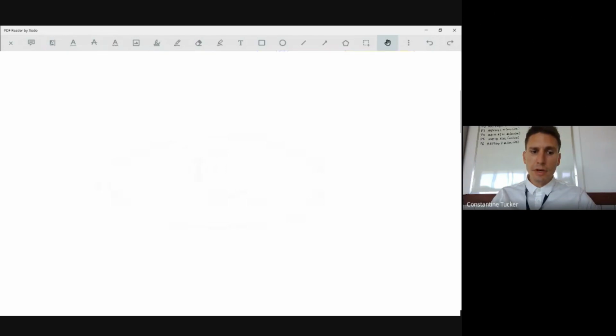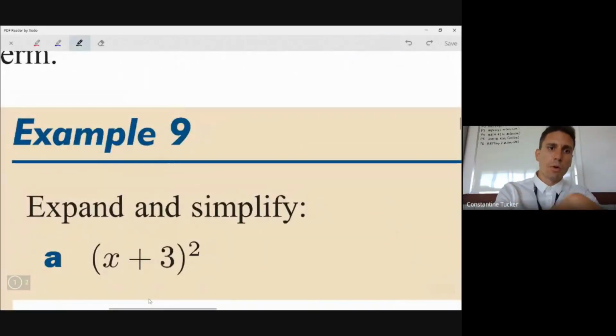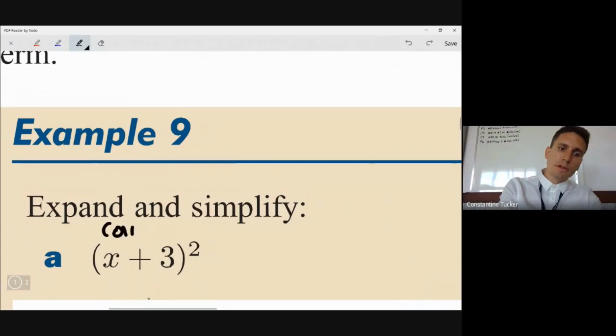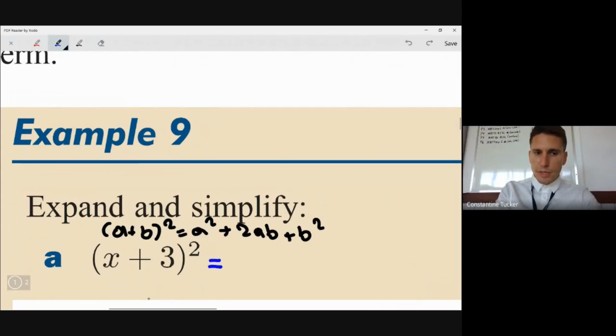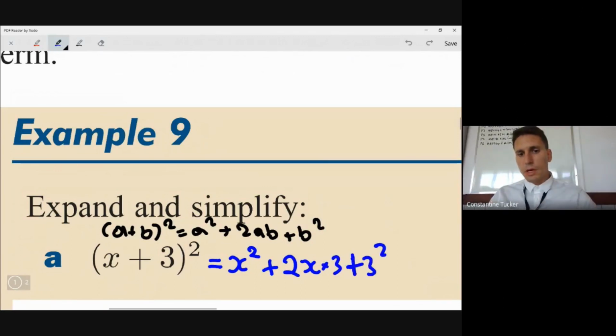So if we have an example here, let's say we've got (x + 3) and all of that squared. So how would this formula work? Now remember, if you have (a + b) all squared, that gives you a squared plus 2ab plus b squared. Well, in this case, a is x and b is 3. So what we get is x squared plus 2 times x times 3 plus 3 squared.